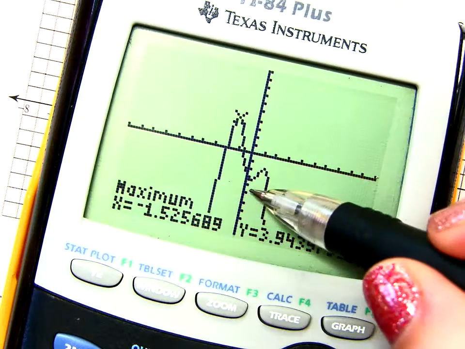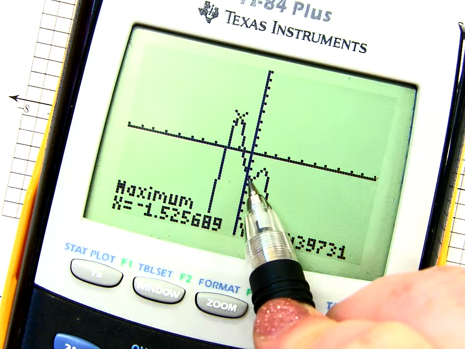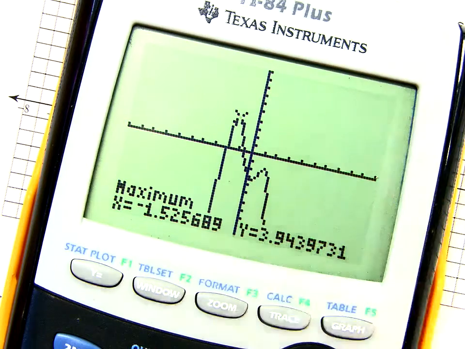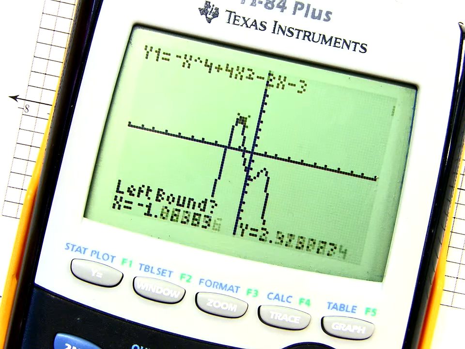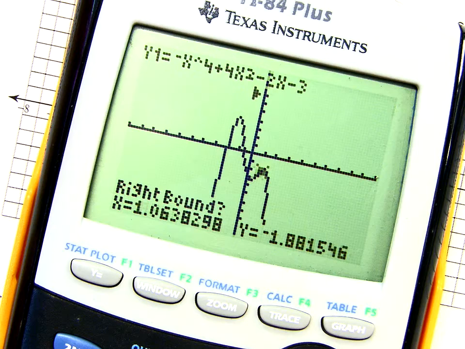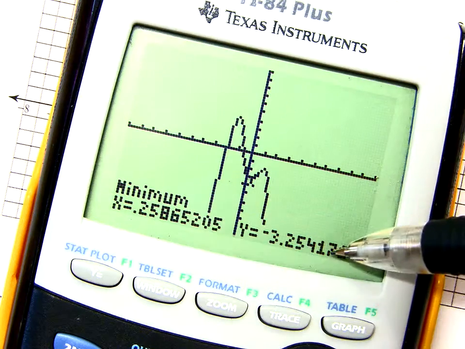This next one, this one right there, what is that? That's a min, right? That's a minimum. So I hit the same button, second calc, but now I choose choice 3, because this time I'm finding a minimum. So now again, I go somewhere to the left of that minimum, and then I go somewhere to the right of that minimum. I get the two black triangles pointing towards each other. I just hit enter. And there it is.